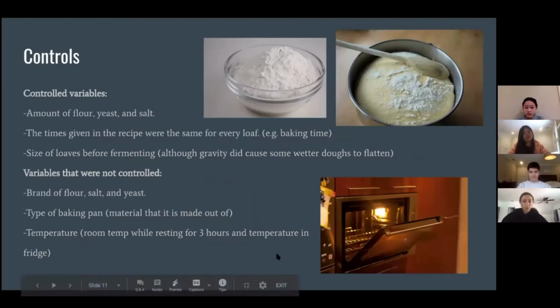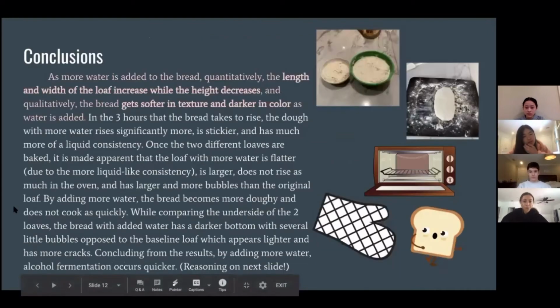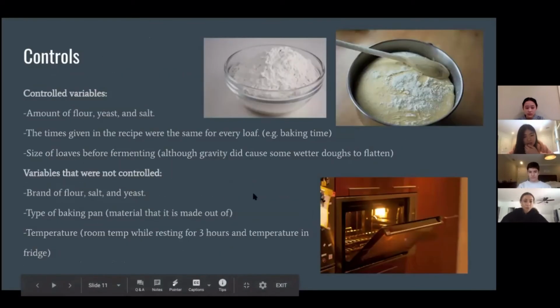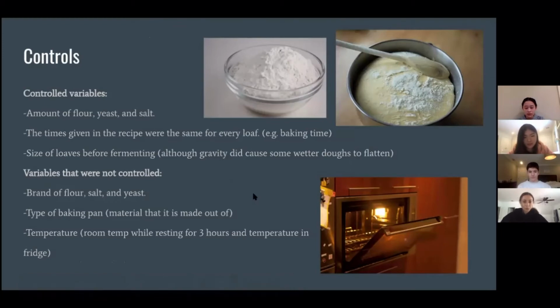And for the controls in this lab, we controlled the amount of flour, yeast, and salt. So basically every ingredient except for the water. And the recipe was basically the same. We let it rest for 3 hours and in the fridge for 18 hours. And the size of the loaves before fermenting and letting it rise was around the same. But gravity did play a role, and it caused wetter doughs to flatten.